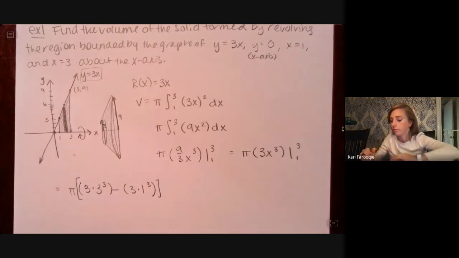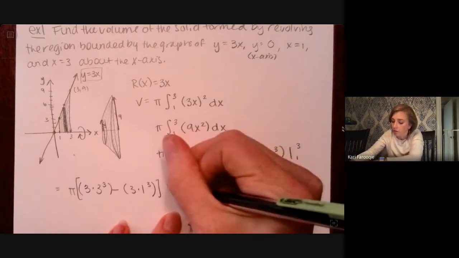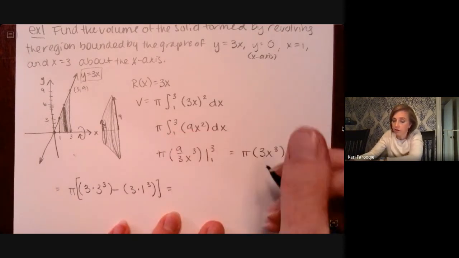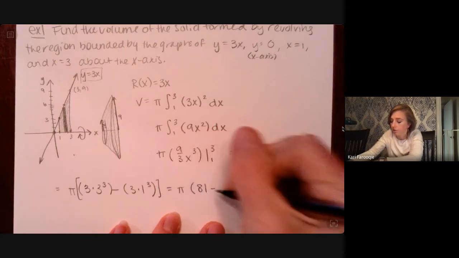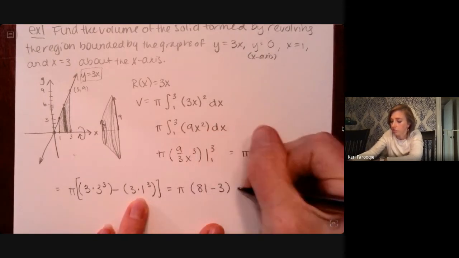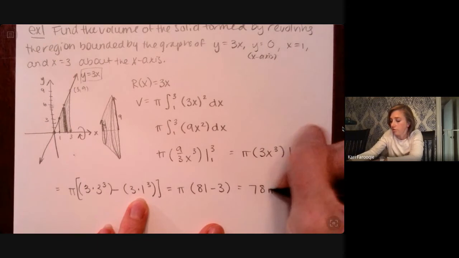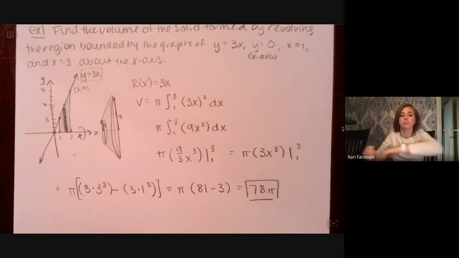And then we'll simplify. 3 cubed is 27 times 3 is 81. And then you have 3 for the second term, and that leaves you with 78 pi. There's really not a good way to check something like this.